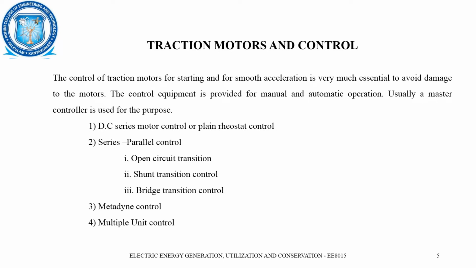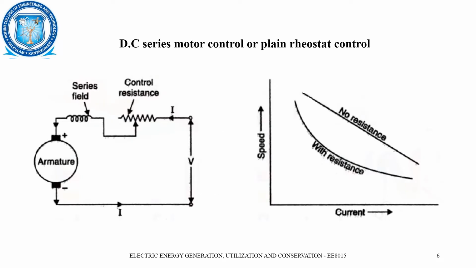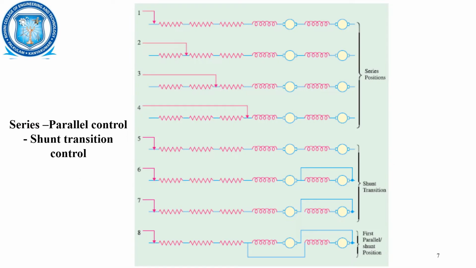One is the DC series motor control, or plain rheostat control. Second is the series parallel control. Here we have open circuit transition, shunt transition control and bridge transition control. The third one is the Metadyne control, and finally we have multiple unit control. We have used only one rheostat. Instead of that, we can use many rheostats based upon our requirements. When rheostats are connected in series, the total resistance will be increased.